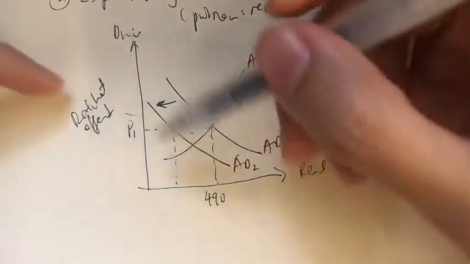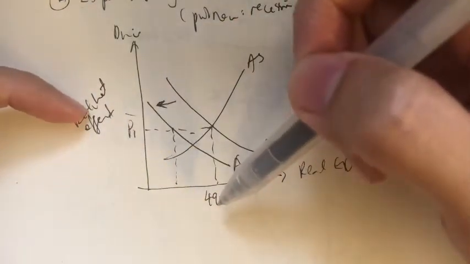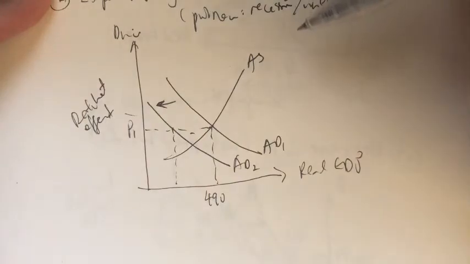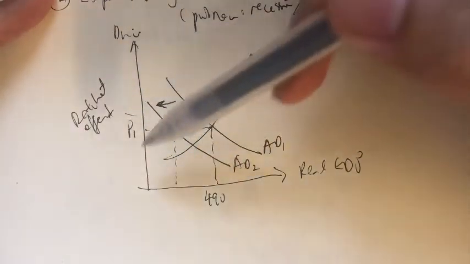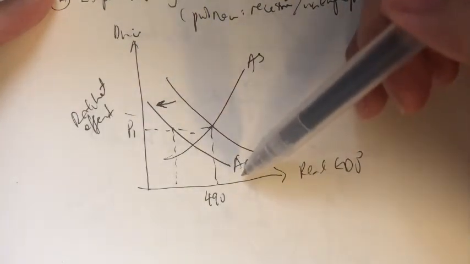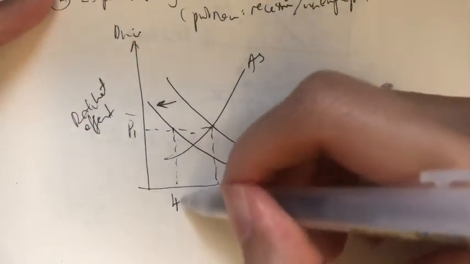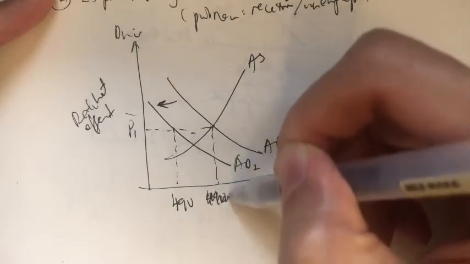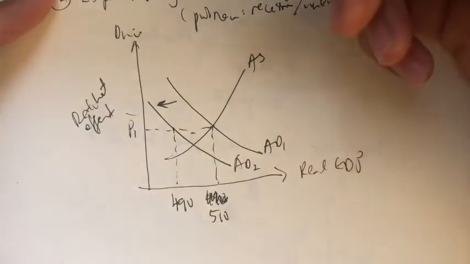GDP. If you're wondering where I got all these figures, it's from the textbook. If you don't have the textbook with you, don't worry. You can just look at these examples. So initially it's 490 here. Sorry, it's 510 here.